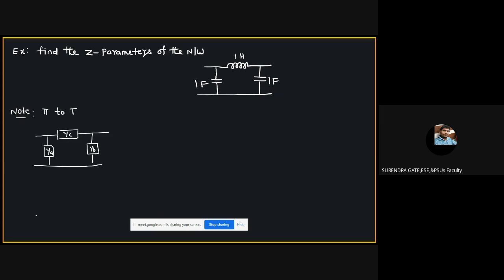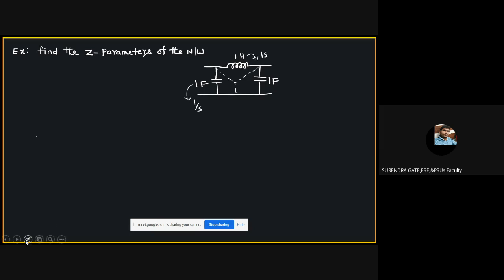Or otherwise, directly, because here given is which one, students, impedances are given. It is better to convert directly, with no need of this observation. You can convert into star. Okay, this is 1 by S. This is 1 S, that is 1 into S. This is the S. This also 1 by S. 1 by CS, 1 by S. You convert into star.